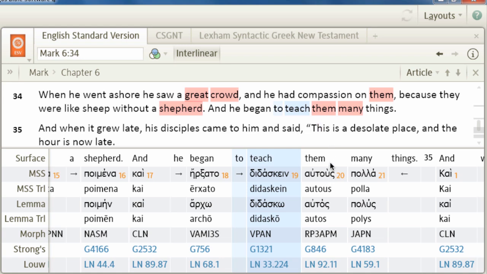Autos, which is translated them, and pala, which is translated many things. And equally important to our example here is the verb to teach, or in Greek, didaskein. And as I said, this use of the accusative involves verbs of speaking. And we can see the Louw-Nida number down here. Go ahead and click on this link.